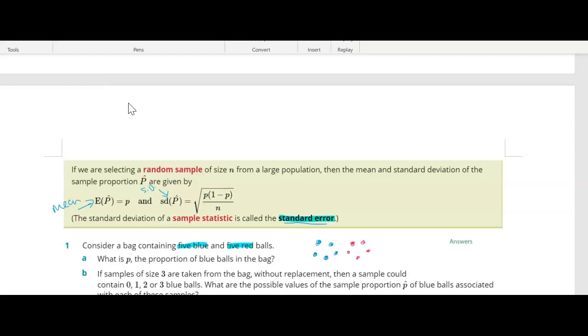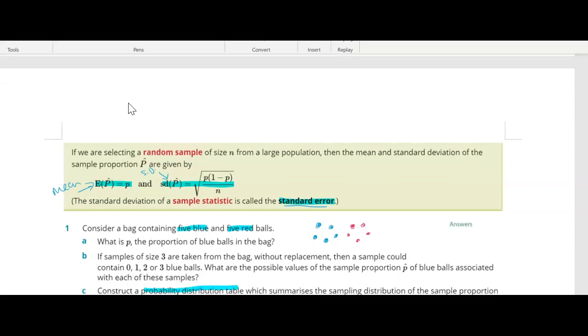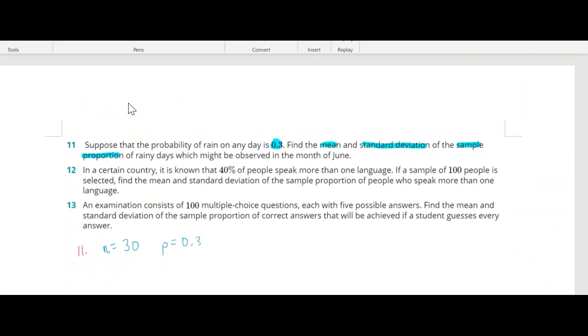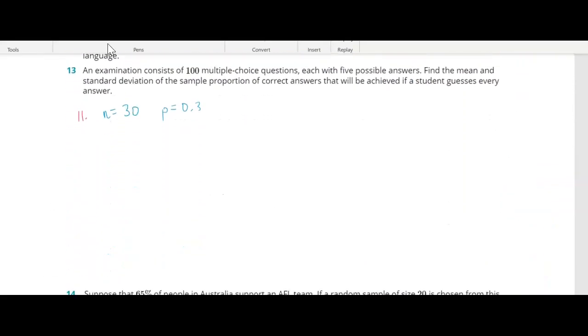So remember, the expected value, or our mean, is equal to P. So in this case, it's 0.3. And then to work out the standard deviation, we're just going to do P times Q, where our probability of failure is 1 minus P, over N. So the square root of PQ on N. Scroll down. So remember, Q is the probability of failure, which is just 1 minus P. So in this case, it's 0.7.